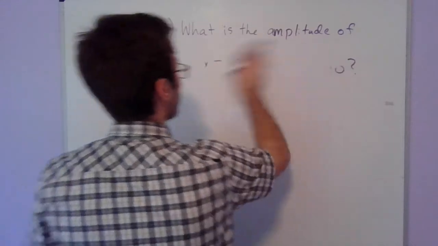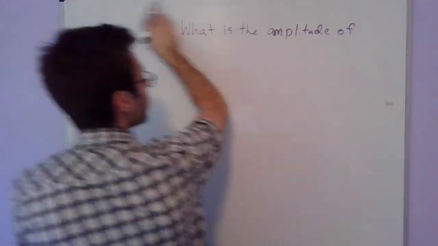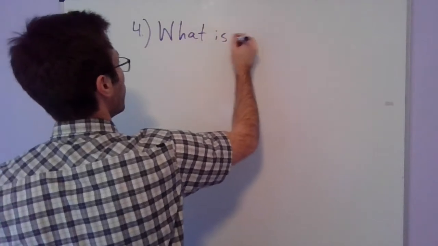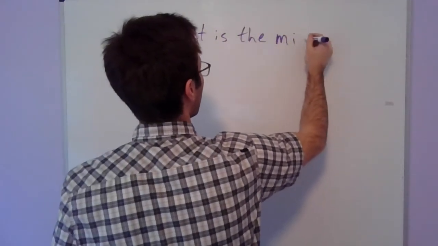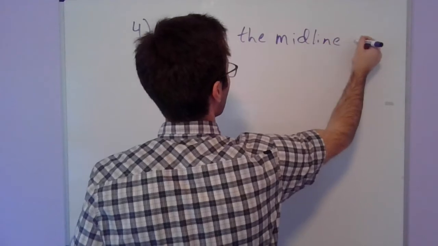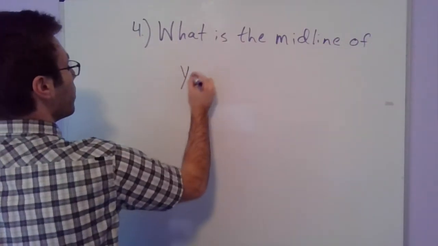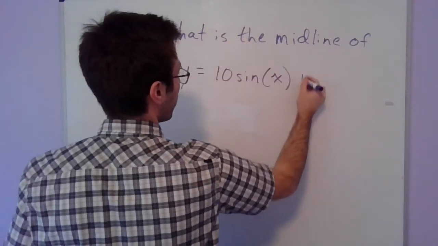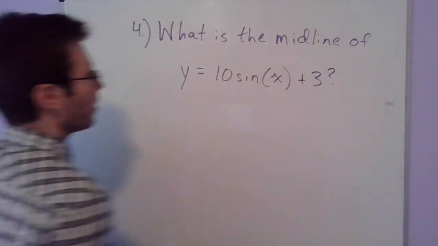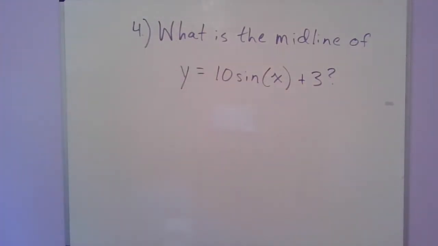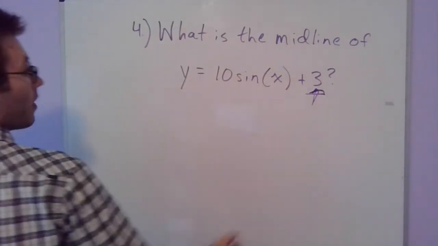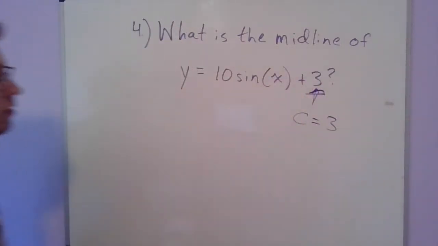All right. In amplitude, 4. What's the midline of that? You want to remember what the midline is? It's just the number right here. So the midline here, C, would be just 3.